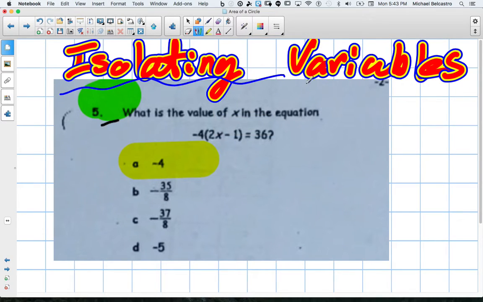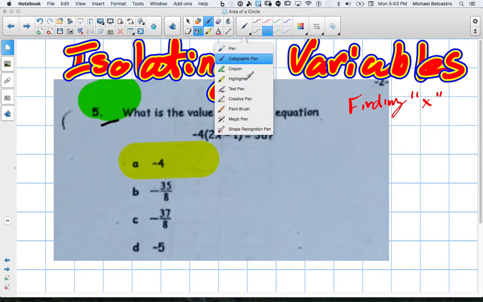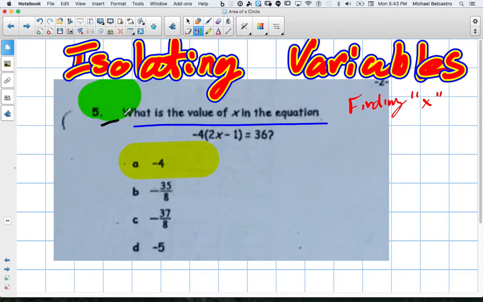Okay, we're going to work on isolating variables, which is like finding x, sometimes they'll call it. Maybe I should put a subscript in here. Finding x. And x means the unknown variable. Okay, so what they've written is pretty straightforward. What is the value of x in the equation?